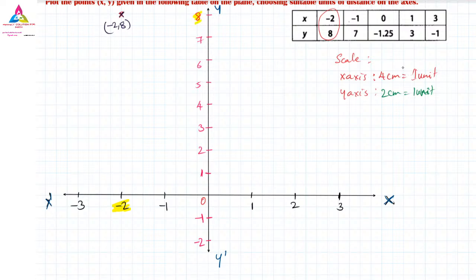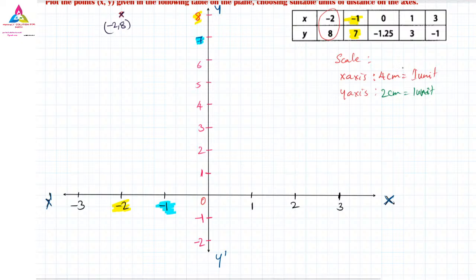Okay. Next one, very importantly, we have to move further with the next one, minus 1 and 7. Minus 1 and 7, what do we have? Follow a similar way. Where is minus 1? Here is minus 1. And positive 7, again, there is a positive 7 here.